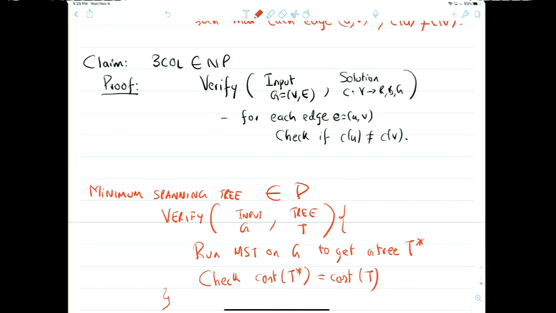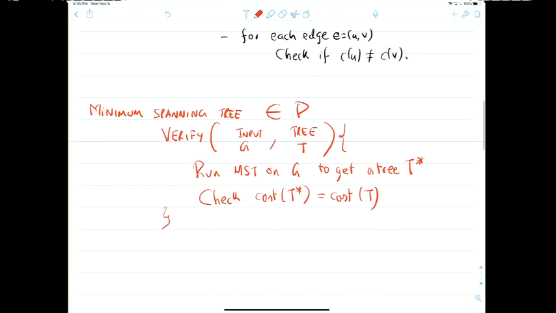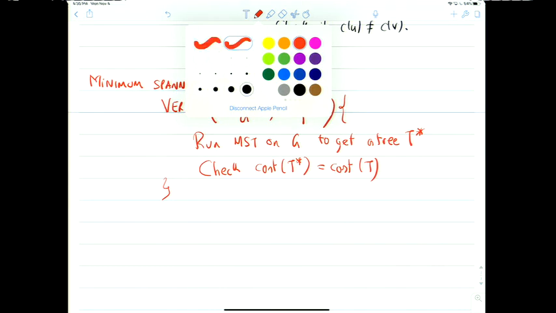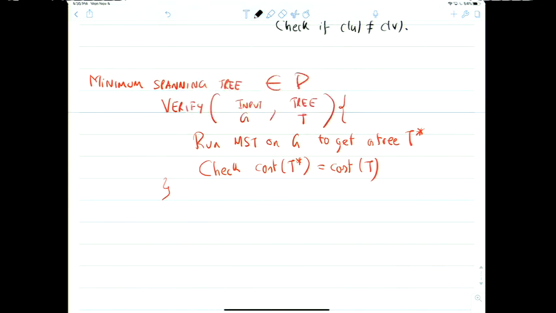Question? For problems like MST that don't have a unique solution, where it's harder to check if two solutions are equivalent, is there a nice proof that they are both in P and NP? Okay, it's a good question. Let me say what I'm going to say now, and then I'll come back to that question. Here's the rough thing I was about to say.